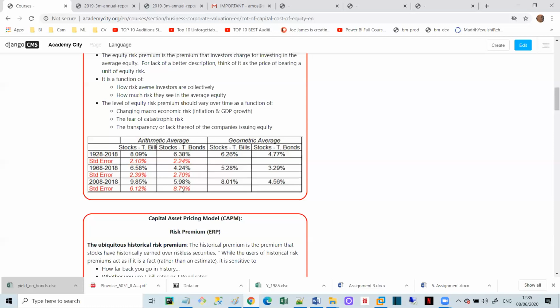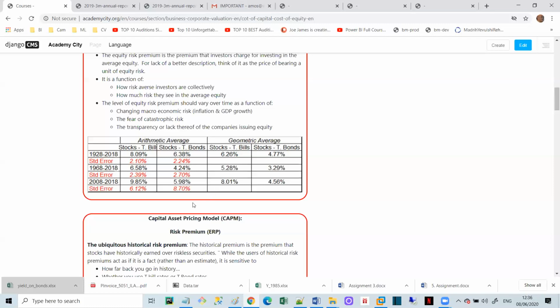The arithmetic average means this one takes the return on the S&P 100 minus T-bills. T-bills are less than a year, and this one is usually not used in real life. This is really what people use in real life: the return on the S&P minus 10-year government bonds. I take the difference in the returns every year from 1928 up to 2018, take the average, and get 6.38, okay?